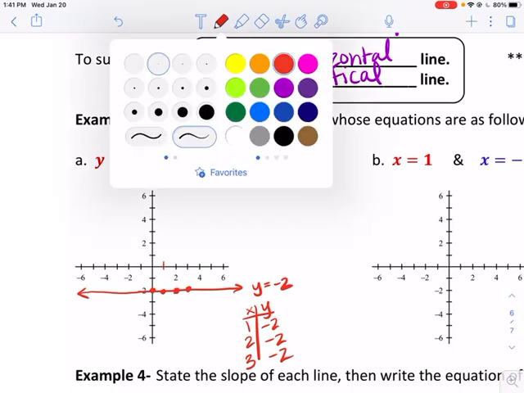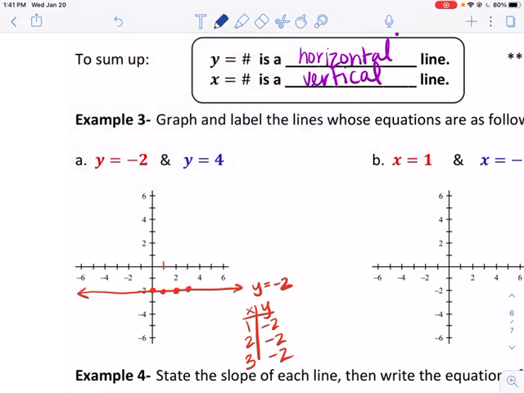So we can just use this method for the other one. Just go on the y-axis to 4, and then you know it's not going to go up and down, because the y-axis goes up and down. Draw a line that intersects with the y-axis, so it will be horizontal.